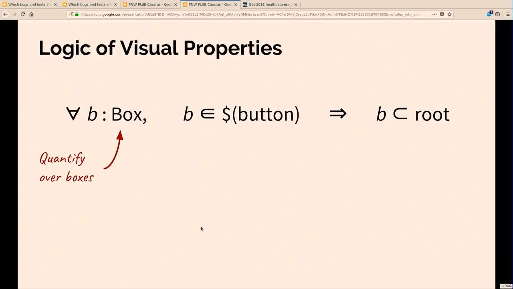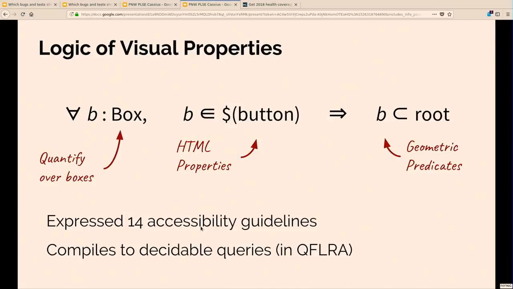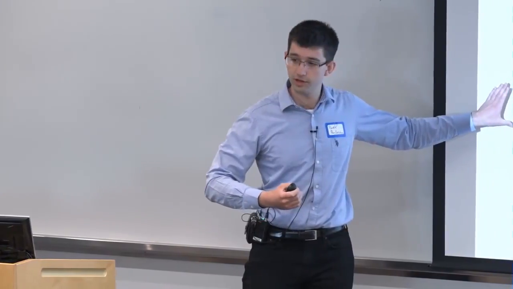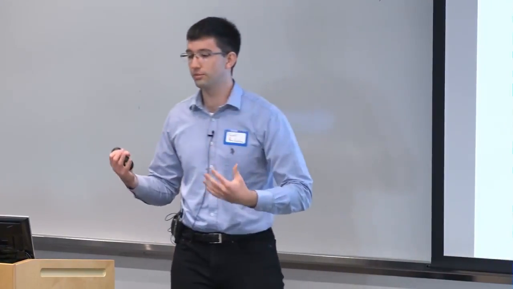And you can see here that this logic allows quantifying over the boxes on a web page. It allows querying properties of the HTML, so that's what's going to define what elements are boxes. And it also allows geometric predicates that talk about the final rendering of that page. So we've got a logic where you can do all of this. It works great. We can express 14 standard accessibility guidelines. These are the sorts of things that come up in, for example, Department of Justice guidance documents for how to satisfy the ADA. And we've also ensured that not only is the logic expressive, it also compiles to decidable queries.